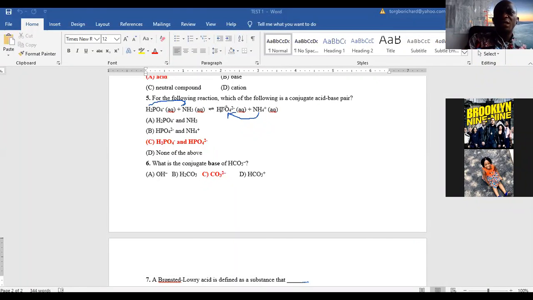So it makes the hydrogen phosphate ion a base. So the dihydrogen phosphate ion at the reactant side and the hydrogen phosphate ion at the product side constitute a conjugate acid-base pair. So it makes C the right answer.